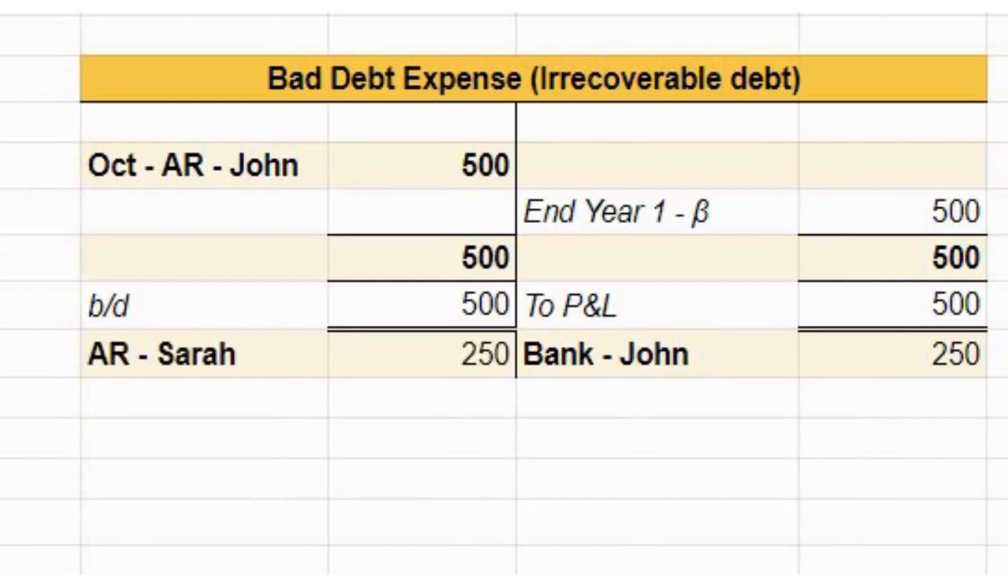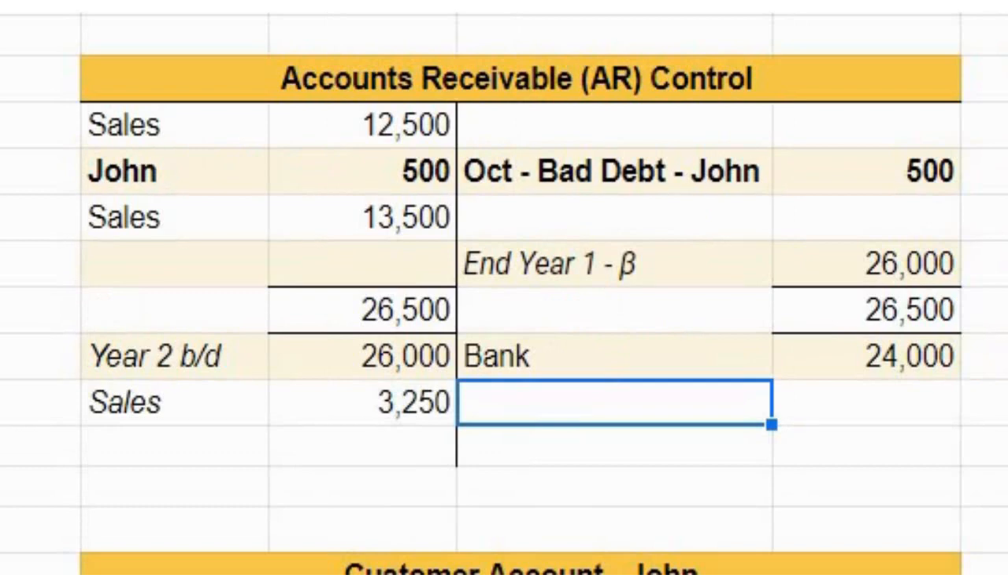So here we can see that we've entered the £250 from Sarah, the bad debt from Sarah, into the bad debt expense account, and now we need to go to the accounts receivable and reduce the receivable balance by £250. So before I put in the other entry for Sarah, I just want to point out year 2, the balance brought down was 26,000.